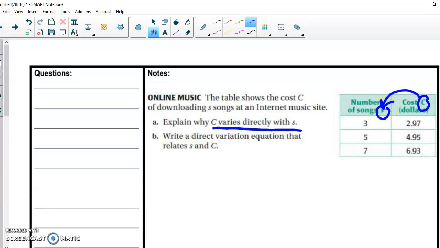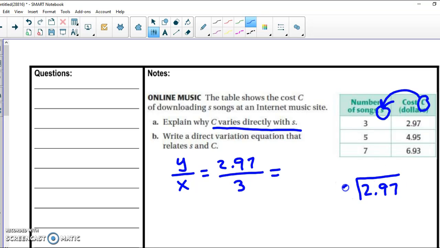So let's look at what we have. If I want to find my constant of variation, as I'm looking at my table, I could find that y to x ratio. So in my first row, I know it's $2.97 per 3 songs. And as I divide out 297 by 3, I know that that will go in 9 times. 9 times 3 is 27. That's a difference of 2. I bring down my 7. So I know that it is 99 cents per song.